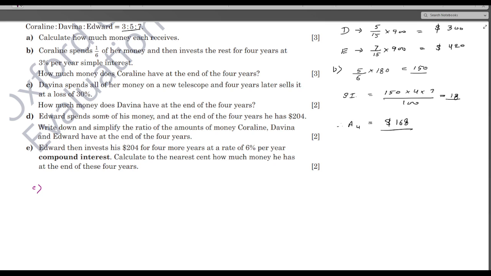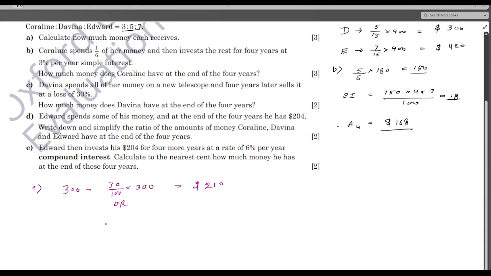How much money does Davina have at the end of 4 years? So at the end of 4 years, the money Davina has is 300 minus 30% loss, that is 30% of 300. So 300 minus 30% of 300, the result will be 210.